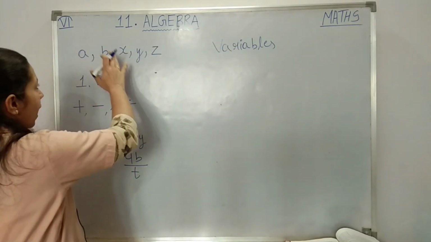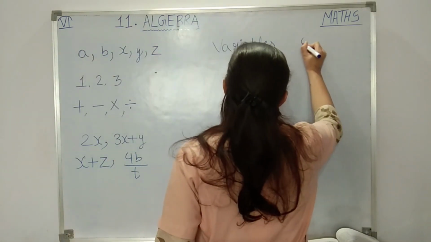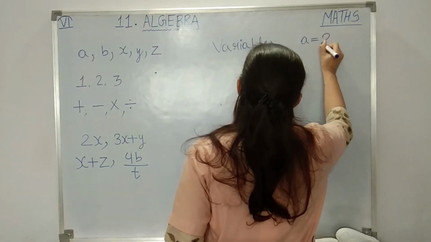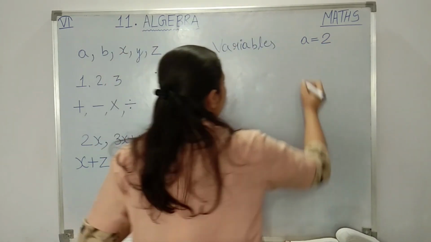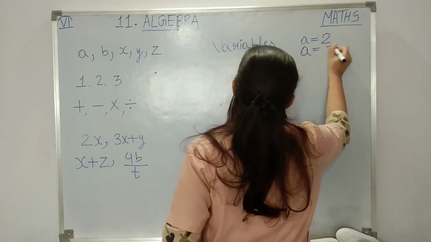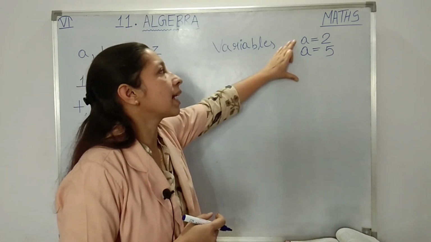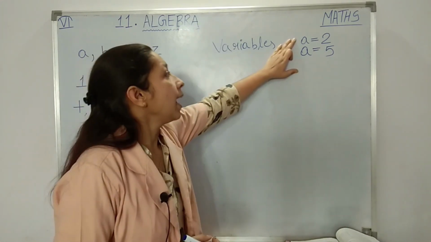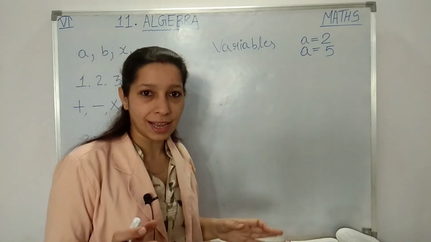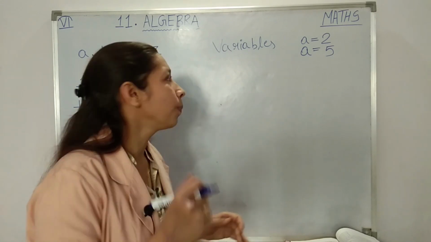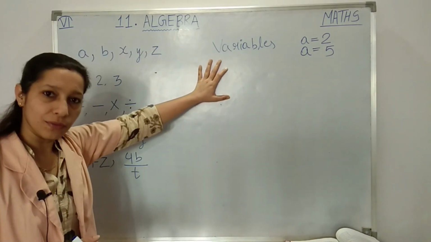I'll show you one example. Suppose here it is given A, B, X, Y, Z. All are examples of variables. If I want to write A equals 2, see what I have written here: I have written the value of A as 2. Then in the next step I want A to be 5, then I can write A equals 5. It is my choice. Whenever I want, I can change the value of A, because A is denoting a variable, which is a value that is not fixed. Clear, students? I hope the thing is clear to you. So we can use any alphabet for showing a variable.